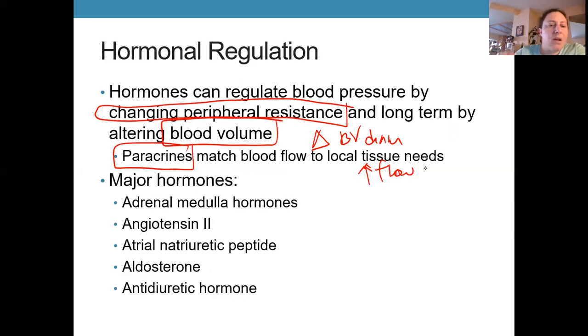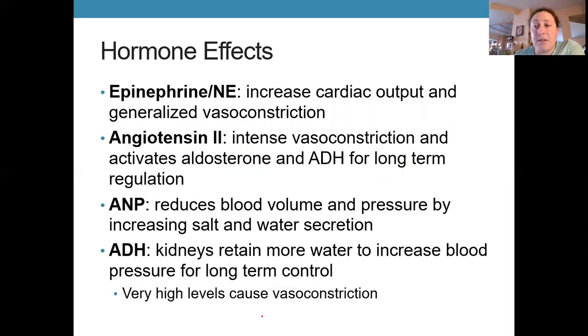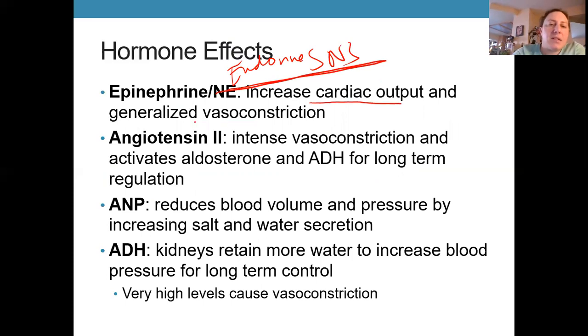Oh, sorry. These are the major hormones we're going to look at very briefly, and we'll look at some of them in more detail when we get to other systems too. Epinephrine and norepinephrine, of course, are the endocrine branch of the sympathetic nervous system, so they're going to have the same effects. They're going to increase cardiac output, and they're also going to cause a generalized vasoconstriction. This is going to do a pretty good job of increasing your blood pressure quite fast. We do have other hormones that can do this too, though.